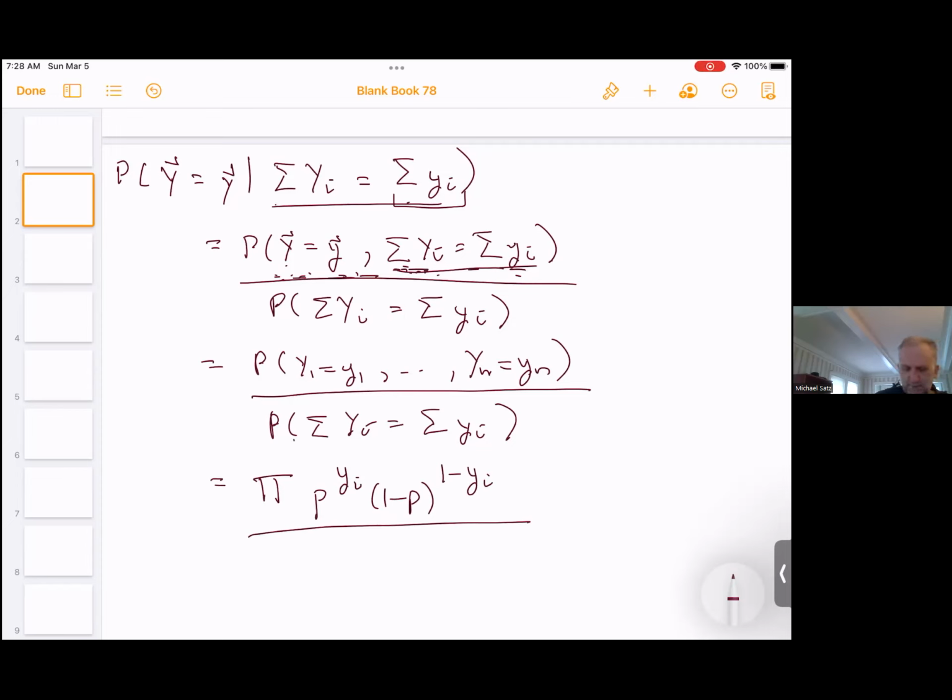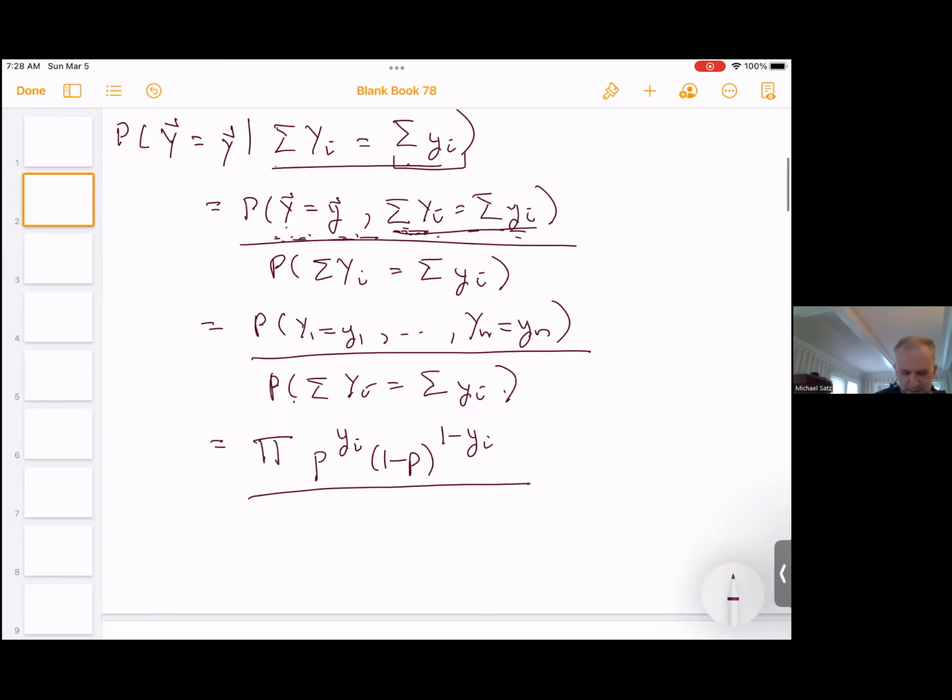And then for the bottom one, the sum of the yi's is a binomial random variable. So the bottom is just n choose the sum little yi. And right, and now I want p to the sum little yi, and I want 1 minus p to the n minus sum.